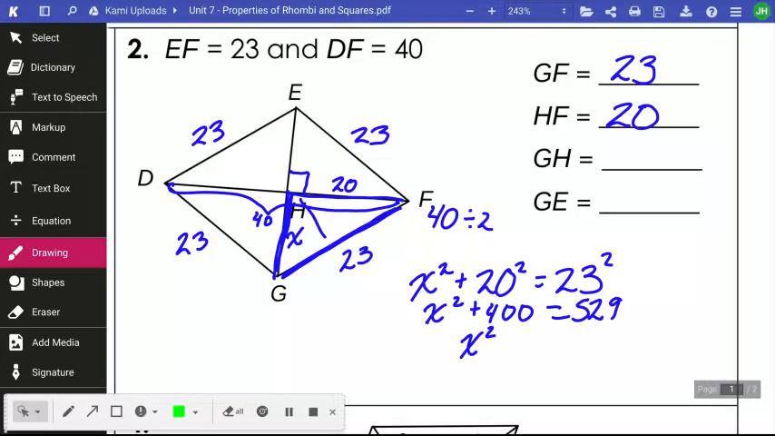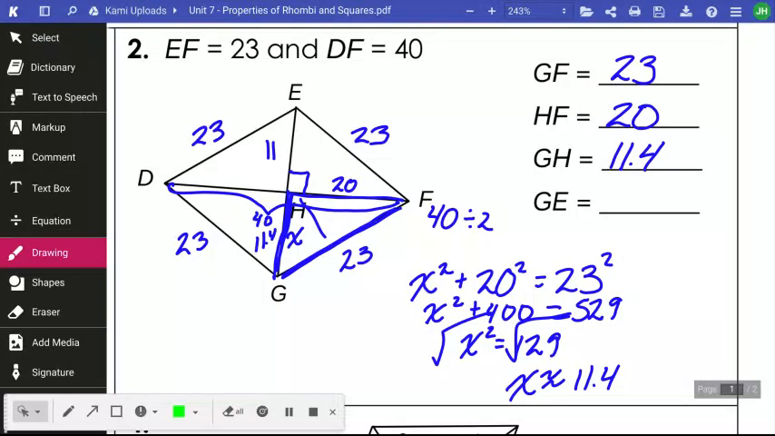And I'll subtract 400 from both sides, square root both sides, and I'll get x is approximately 11.4. Why don't we just round to the nearest tenth? Okay. GE is, so that was GH. So here is 11.4, meaning this is also 11.4. So if I'm looking now for GE, I'm going to add 11.4 plus 11.4, giving me 22.8.